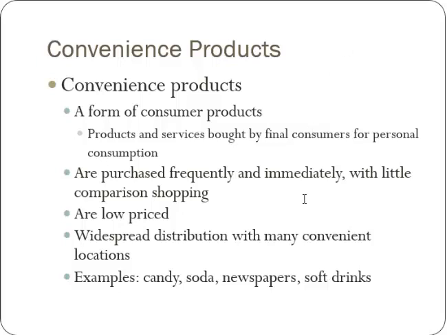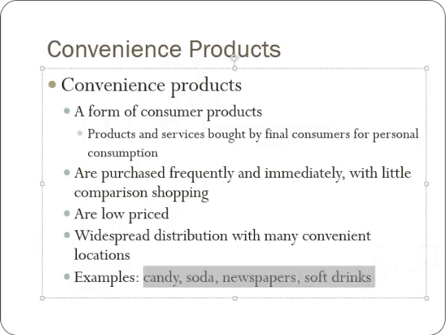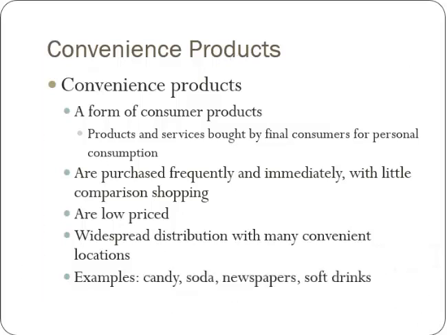Go into the supermarket, pick up a couple of pieces of fruit, whatever it is. These are convenience products. They're for immediate consumption. They're not the sort of thing that you think a tremendous amount about. They're relatively low priced. People don't have to think about them. They just go ahead and buy them. There's widespread distribution with many convenient locations. Examples: candy, soda, newspapers, soft drinks. I think gasoline is also another good example of a convenience product.